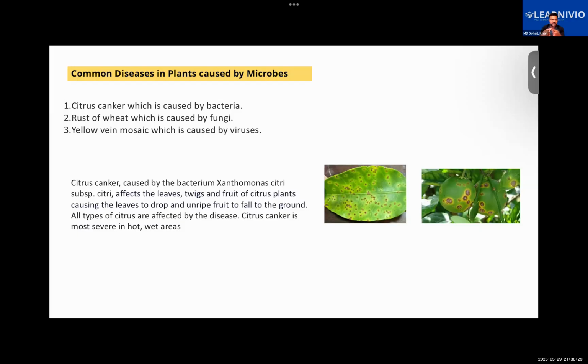Citrus plants, you don't understand? Basically, the plants that bear citrus fruits, that bear sour fruits, right? So it will affect them, and because of this, the leaves will fall down, and the fruit will fall down. They will not ripen; even without being fully ripe, they will fall down. Also, it mostly affects plants that grow in moist regions, in humid conditions, in hot and wet areas. So that is citrus canker.